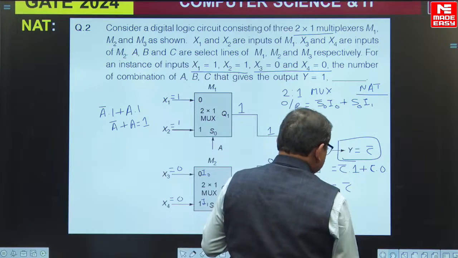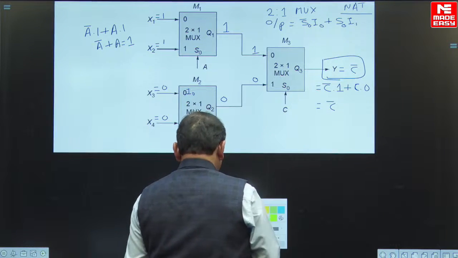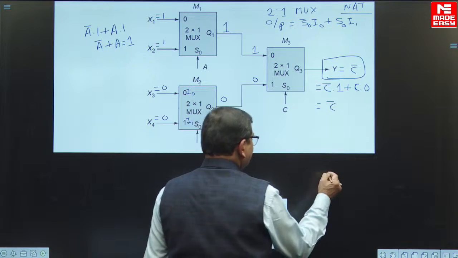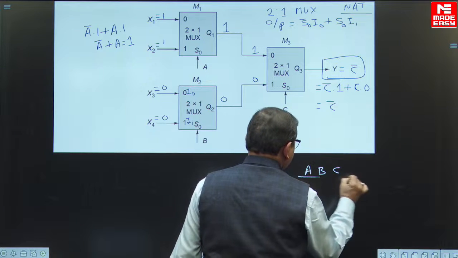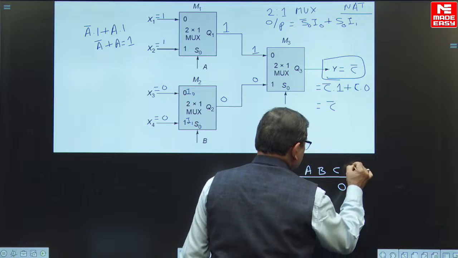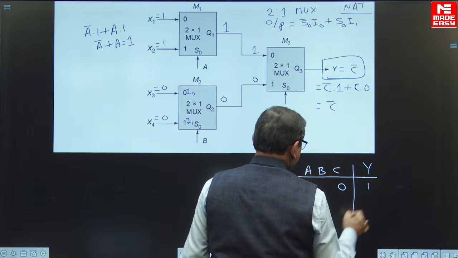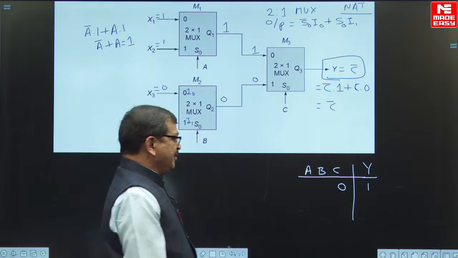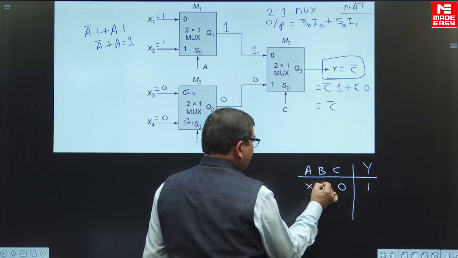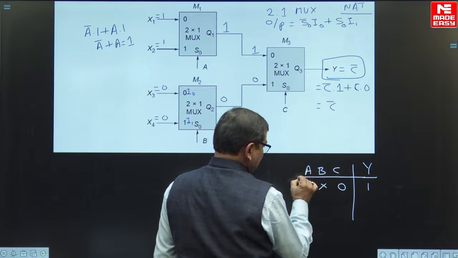The question is, for how many combinations of the ABC variables is the output 1? From this we can say, among the ABC values, whenever C is 0, the output Y definitely must be 1. So whenever C is 0, output Y must be 1. It means A and B may be of any values; irrespective of the A and B values, as and when C is 0, the output is 1.